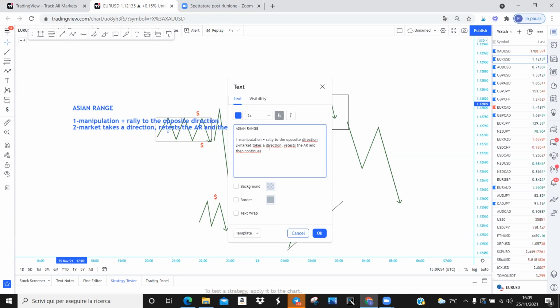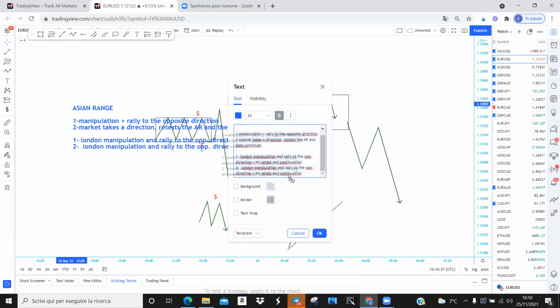Then we have to also include New York session. We have the option that we have London manipulation and rally to the opposite direction plus New York retest and continuation, or basically the same thing, London manipulation and rally to the opposite direction plus New York reversal actually.